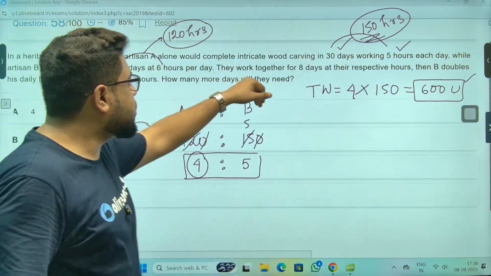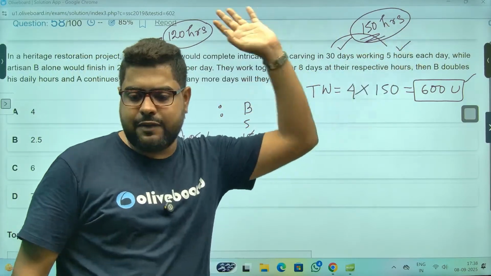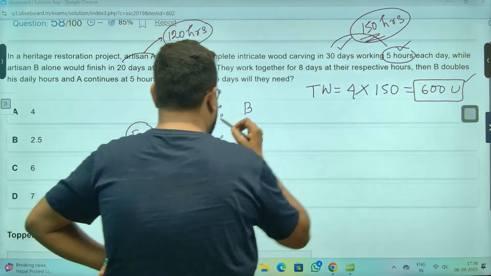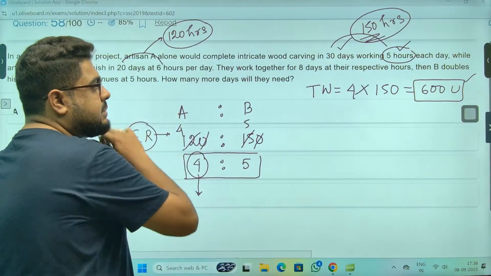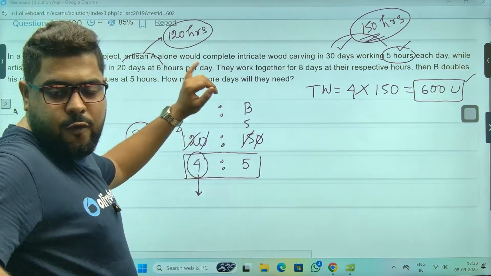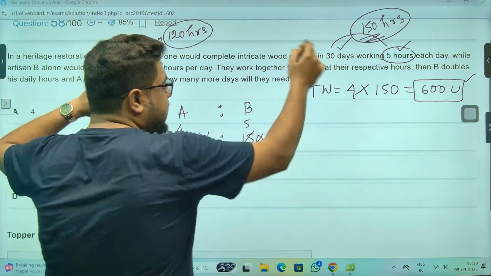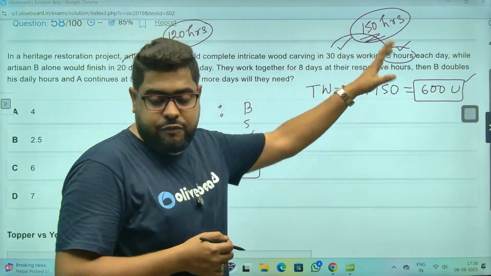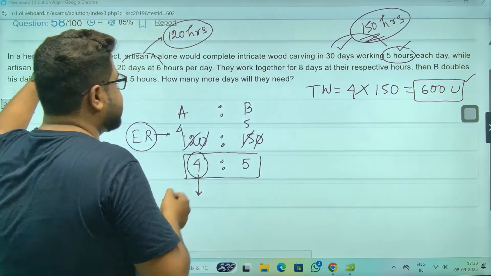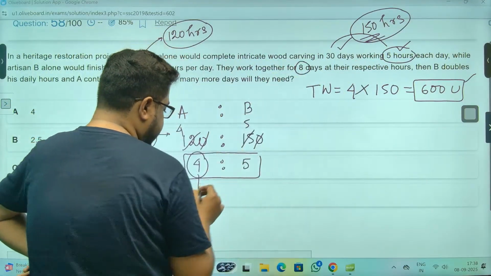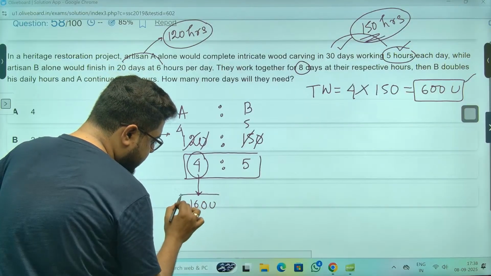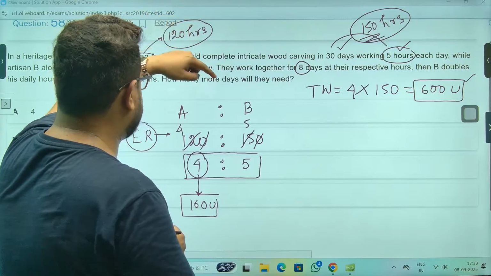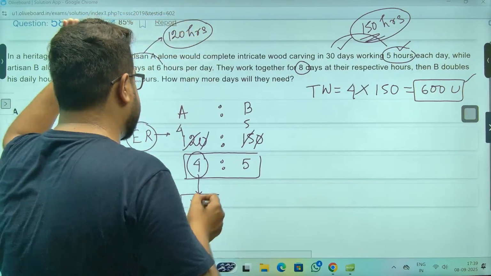Now, they work together for 8 days at their respective hours. Sir, A works 5 hours a day, and every hour, 4 units. So every day, 4 into 5, 20 units. 20 units into 8 days, sir. 8 twos are 160 units are done, sir. Correct? One second. 5 hours a day, 4 units, 20. Yes sir, fine.